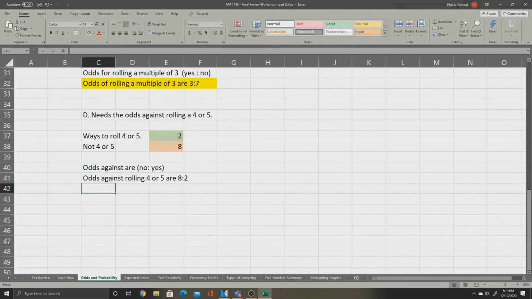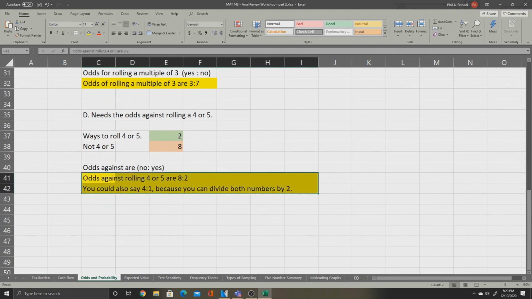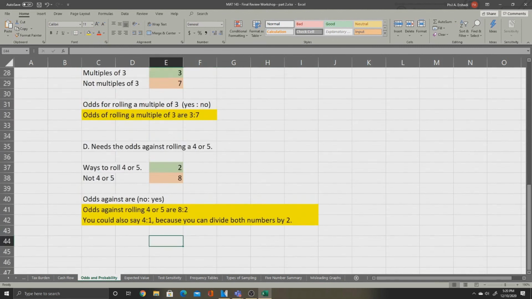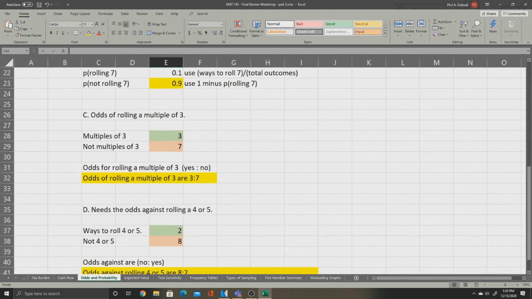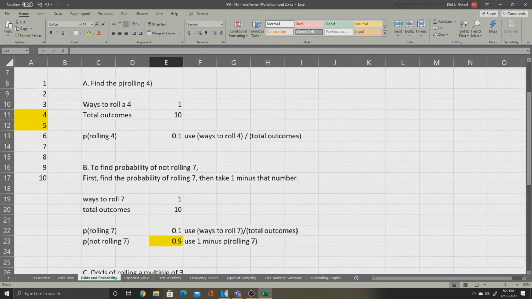Now, if we wanted to reduce this to lowest terms, you could also say 4 to 1, because you can divide both numbers by 2. And some instructors require this and some of them don't. As far as I'm concerned, you could answer the question either way. All right, so we've done odds against, odds for, and probability of doing something, and the probability of not doing something.